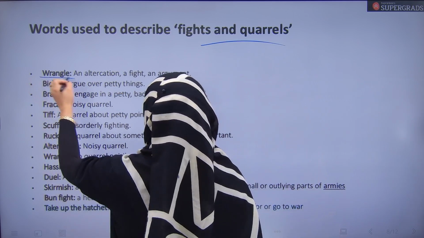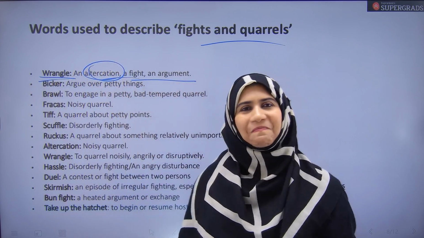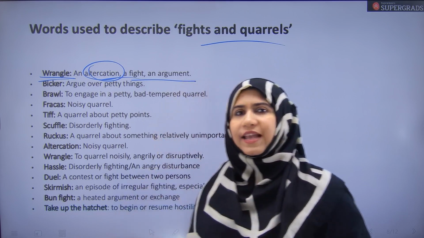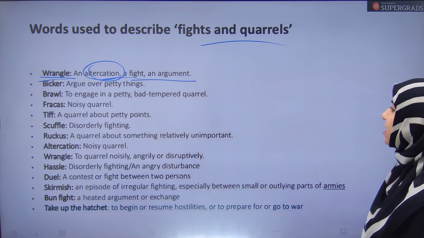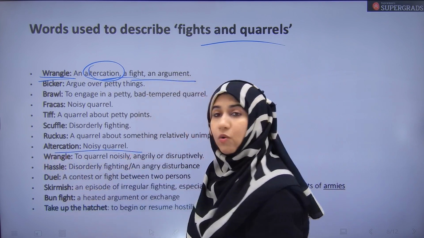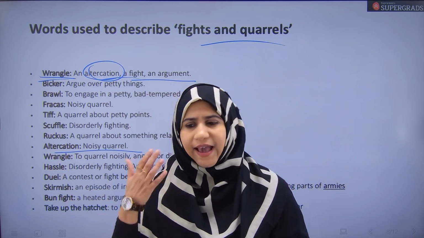Wrangle. Wrangle is a fight or an argument. Altercation. Word power में easy पता है तो altercation पता होगा. और altercation जो है, इसका क्या मतलब होता है? It's a noisy quarrel. Comes from the root alter, which means other. A heated argument. बहस हो गई, लड़ाई हो गई.